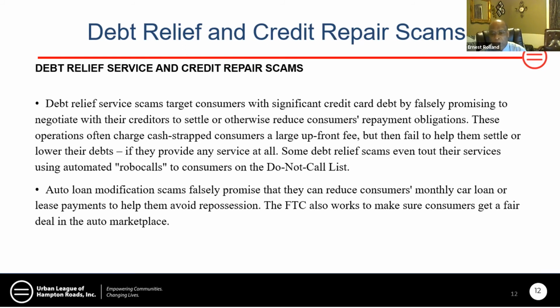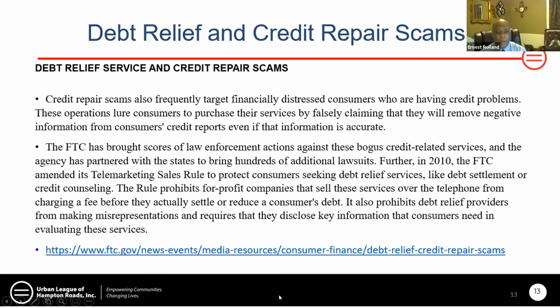The Federal Trade Commission also works to ensure consumers get a fair deal in the marketplace. So again, if you have questions about someone that approaches you, or you get some type of marketing in the mail, online, or by call, be very mindful of that and do the research on it. And if you have some questions about that, speak to someone who is an expert in this type of thing. Next page, please. And there's the link at the bottom there. All right, for this particular one.